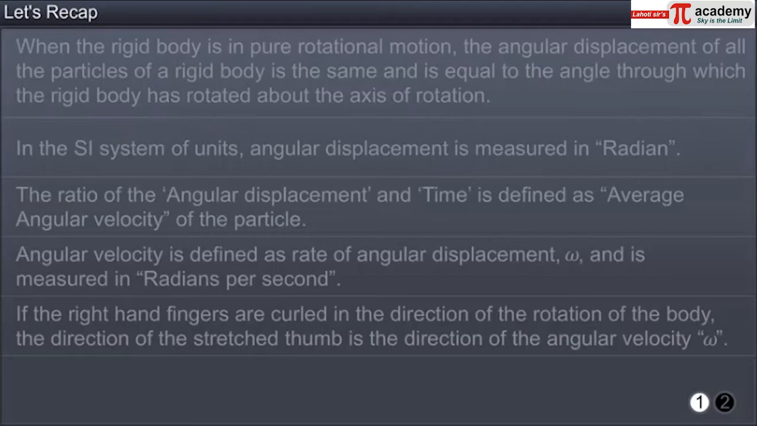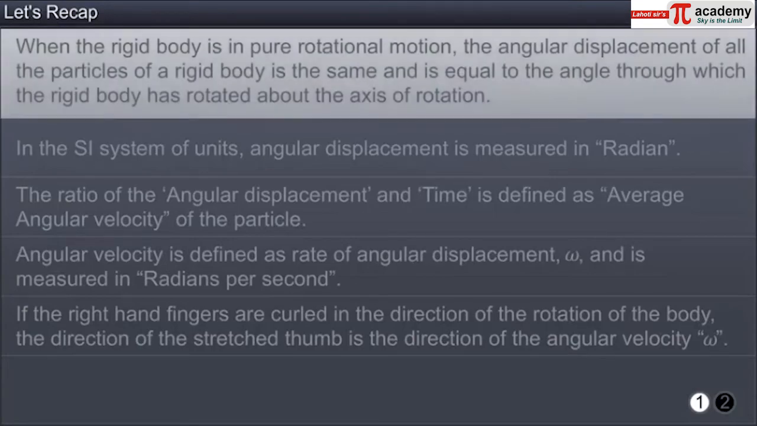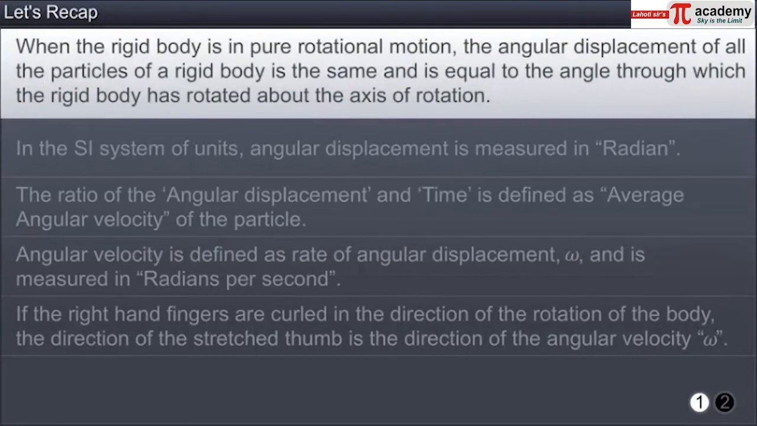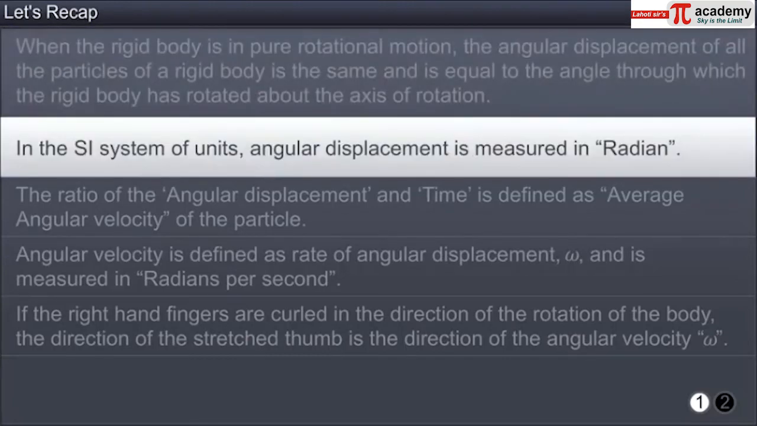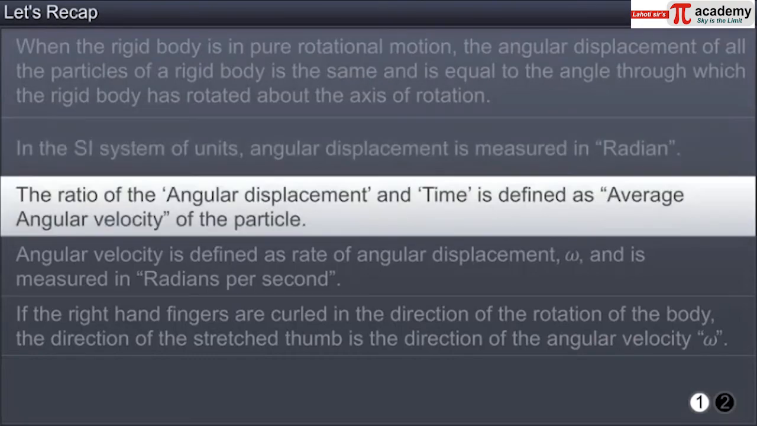You have now reached the end of this module. In this module, you learnt that when a rigid body is in pure rotational motion, the angular displacement of all the particles of a rigid body is the same and is equal to the angle through which the rigid body has rotated about the axis of rotation. In the SI system of units, angular displacement is measured in radian. The ratio of the angular displacement and time is defined as average angular velocity of the particle.